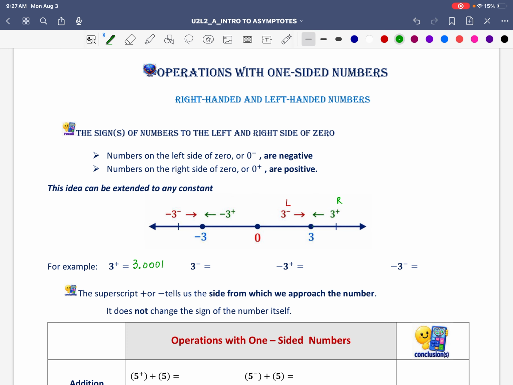If you approach number 3 from the left-hand side, that means that these numbers will be smaller than 3 because they haven't reached number 3 yet. And as an example, I would bring in here number 2.999, and I can continue on forever. As you can see, this number is not negative. It's a positive number. That's because number 3 is positive.